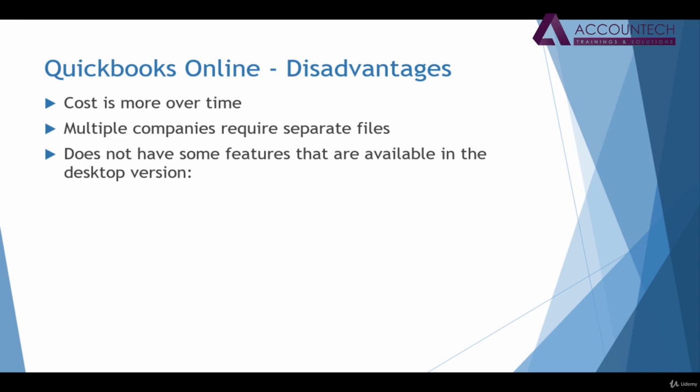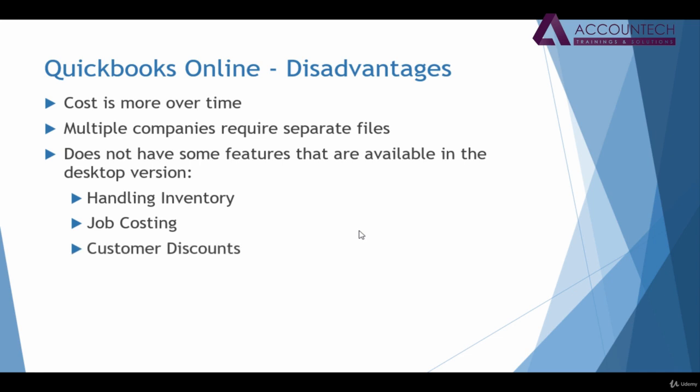Now this version does not have some features that are available in the desktop version. So again, the advantages I've discussed in the QuickBooks Desktop version are disadvantages for the online version, because it doesn't have proper handling of inventory. If you are an advanced inventory user, the online version has very basic inventory handling, so it is not good for that. Job costing is not there, and a customer discount option is not there. So QuickBooks Online is basically only good for service-based businesses. If you're handling inventory, then you might need many functions that are related to inventory.